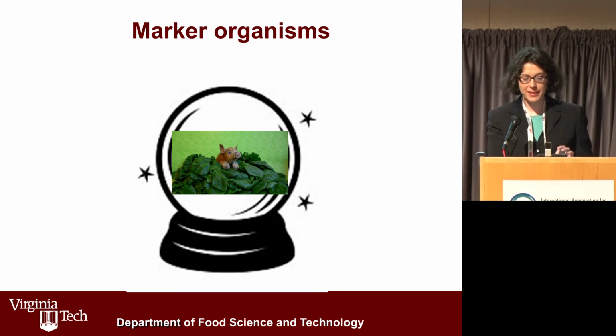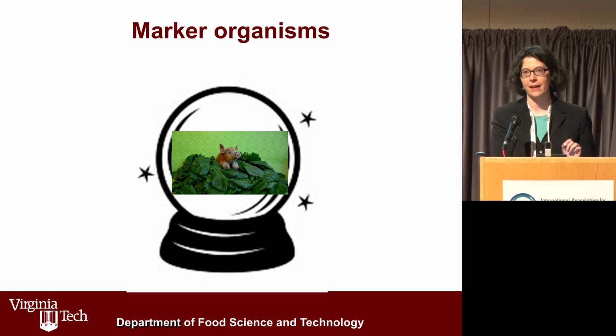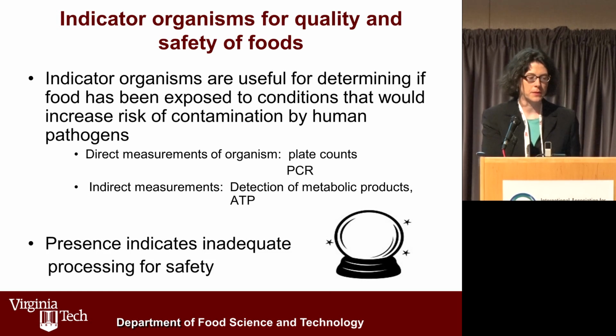I would also settle for a magic ball that could just tell me when something has entered in and potentially contaminated the product. Again, I haven't been nice enough to get one of these quite yet. But we do have something that can give us some type of indication whether or not there has been the introduction of an ecologically similar organism to a pathogen. And those are indicator organisms.